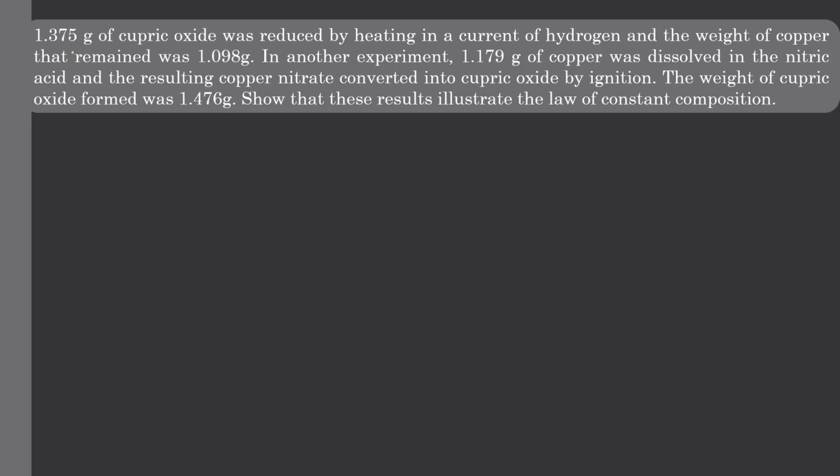What is given to us? 1.375 gram of cupric oxide was reduced by heating in a current of hydrogen, and the weight of the copper that remained was 1.098 gram. Given to us is copper oxide, or cupric oxide, the mass given to us is 1.375. In the same experiment, the mass of copper given to us is 1.098 gram. Now what we can do is we can easily calculate oxygen here. The oxygen present is found by subtracting 1.375 minus 1.098. I have already solved it up. We'll get the answer 0.277 gram.